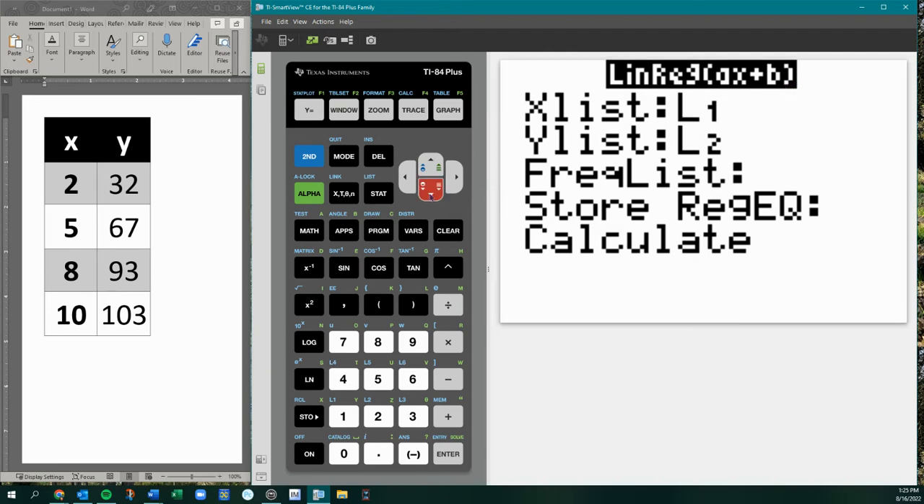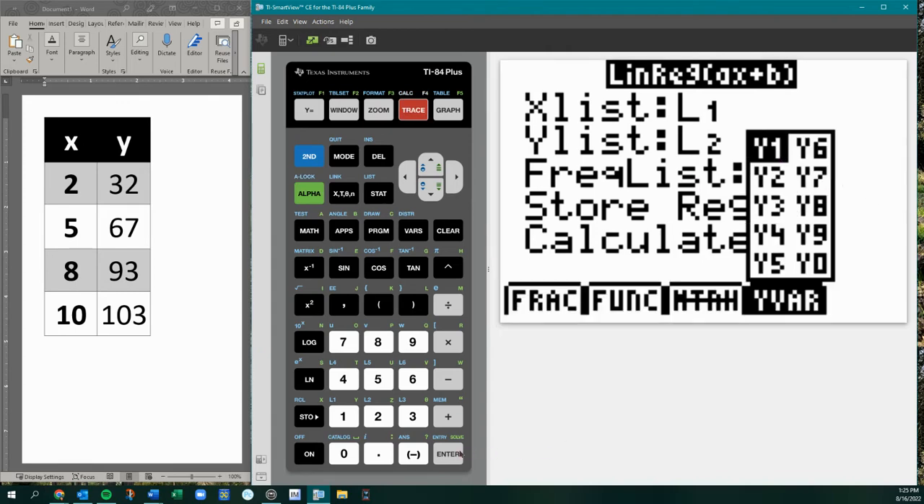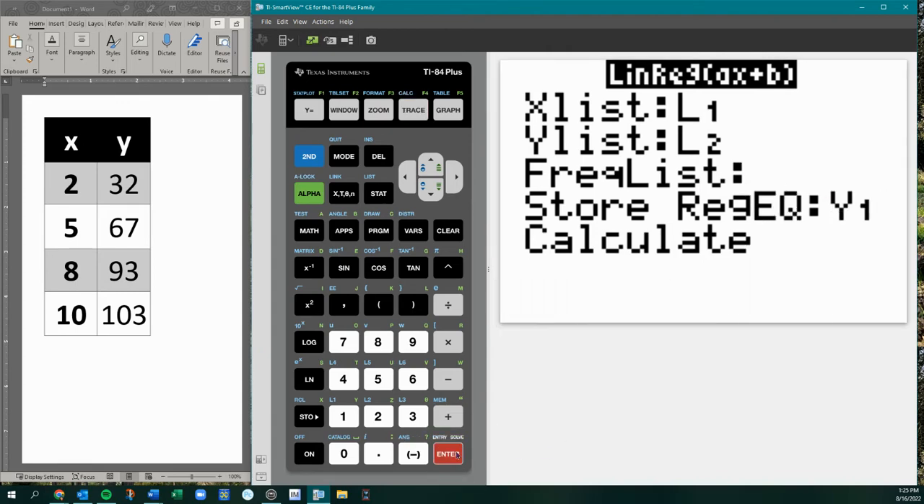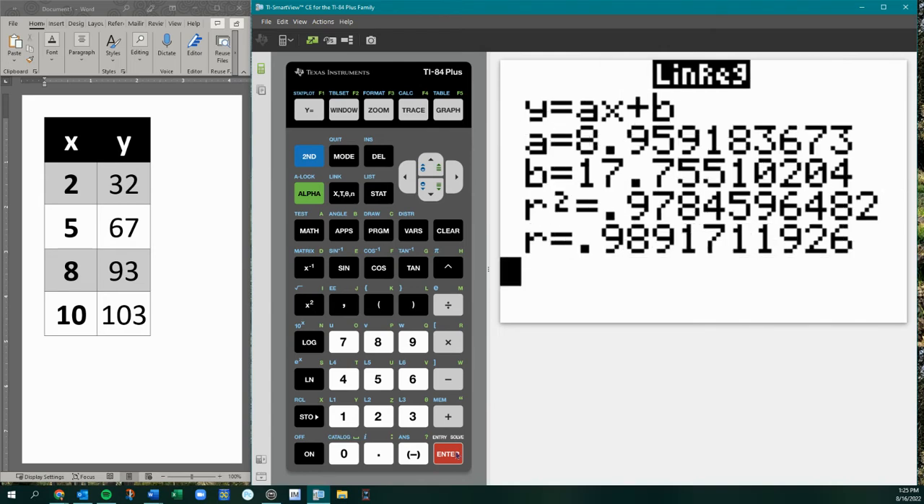Don't need to change any of the settings until you get to store regression equation. And we want to send this equation to y1. So we're going to use the shortcut alpha, trace, enter, to put a y1 right there. It's going to already write the equation in y equals for us. Then we go calculate. Bing, bang, boom. It has given us a bunch of information.